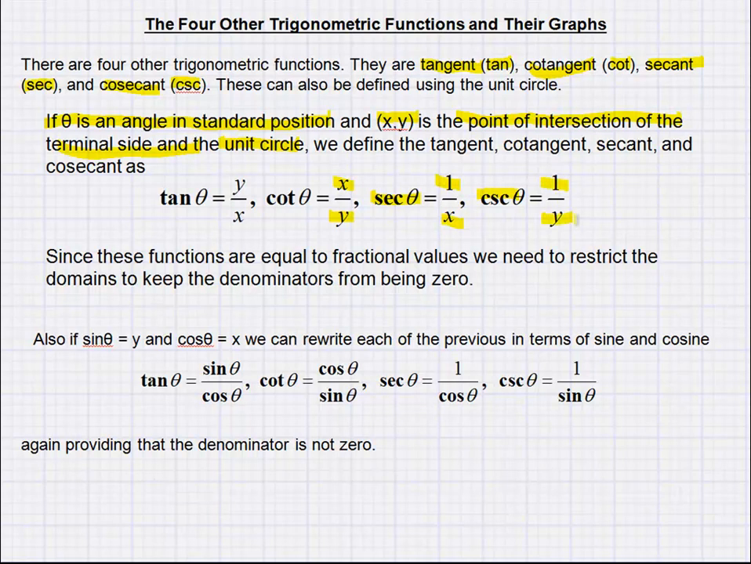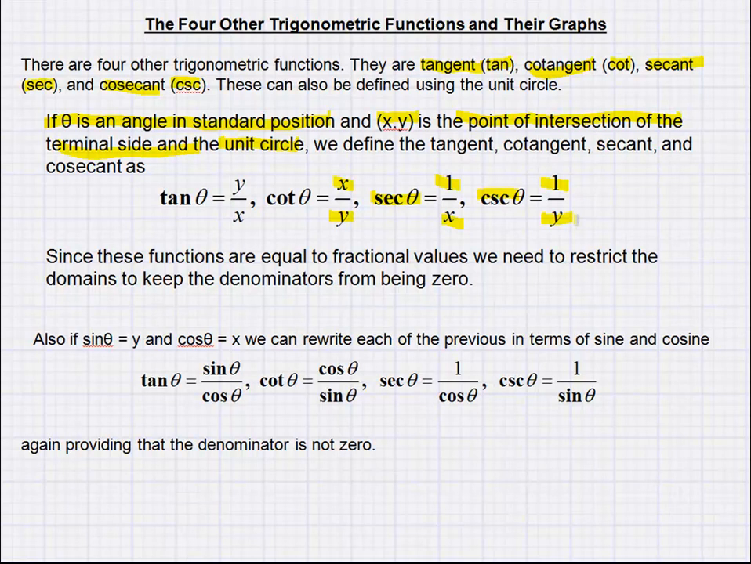So we're basically using the same idea of looking at the point where the angle hits the unit circle, but rather than just look at the x or the y coordinate, we're really looking at either a combination of those 2 coordinates or 1 over the x or 1 over the y. The nice thing about this is there's not more points that you're going to have to learn. You know your unit circle points at this point, at least you should. And you're going to use those same points to develop the answers for these 4 trigonometric functions.